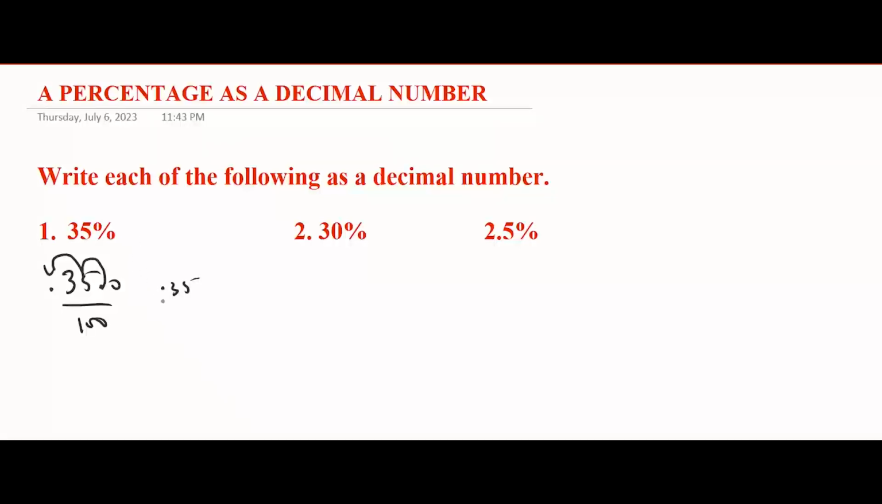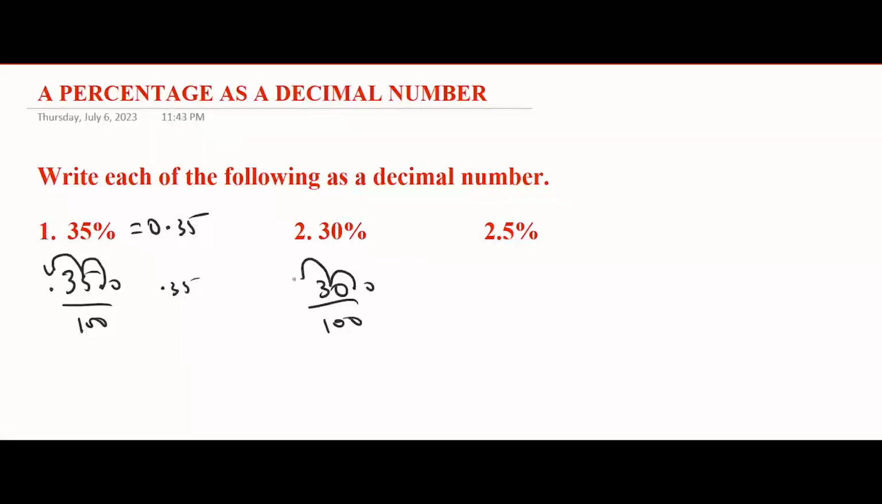It is good to always precede the decimal point with a 0. So that means 35% is the same thing as 0.35. For the second one, we have 30%. That is 30 out of 100. So 30 is the same thing as 30.0. We are dividing by 100, so we need to shift the decimal point backward 2 times, 1 and 2. That will be 0.30, which is the same thing as 0.3. So that is what you need to do.